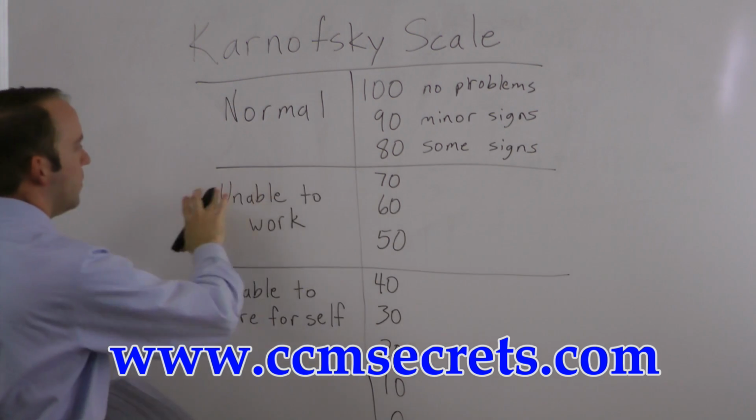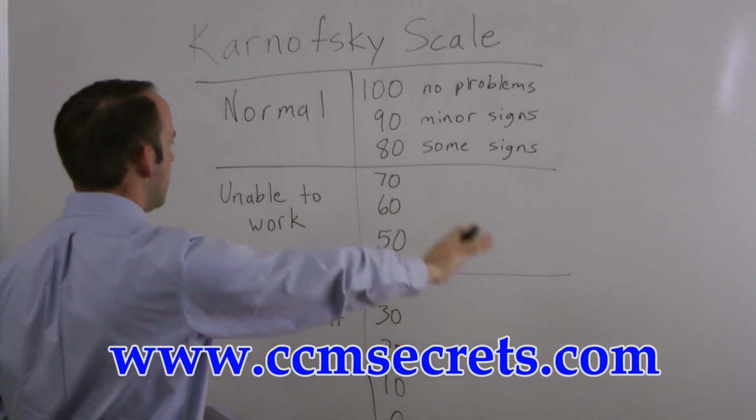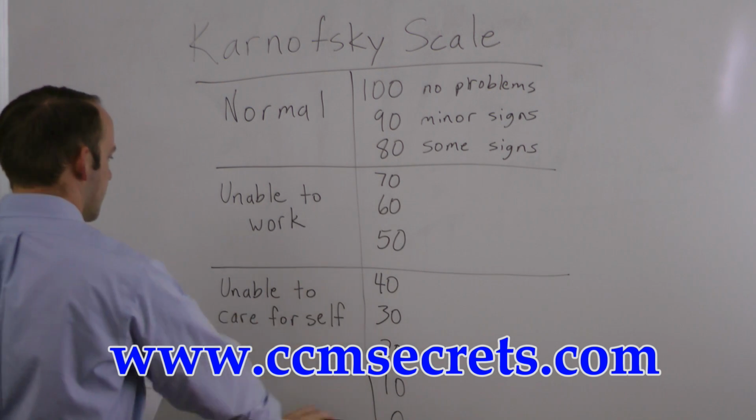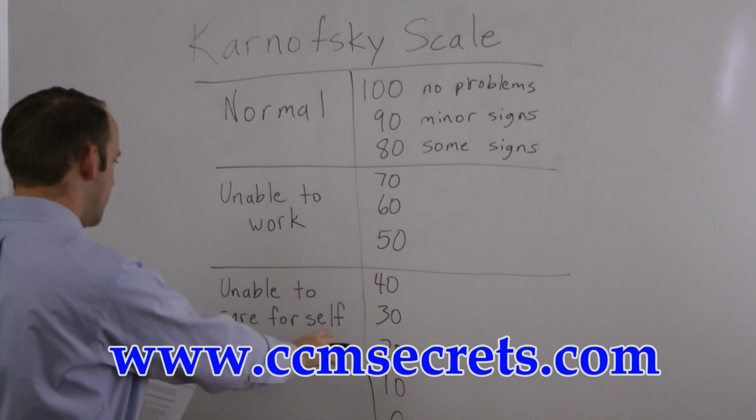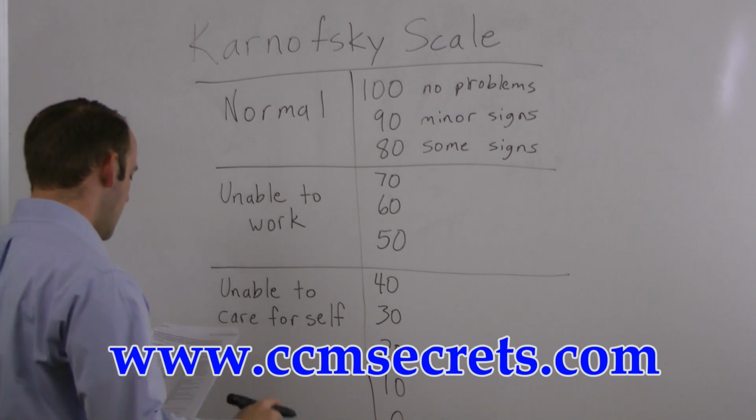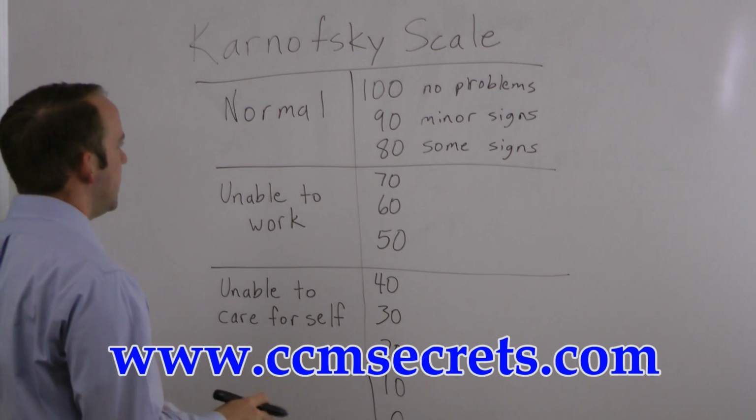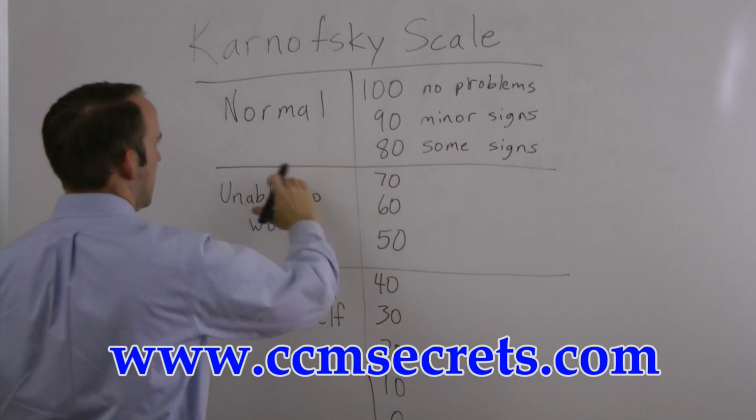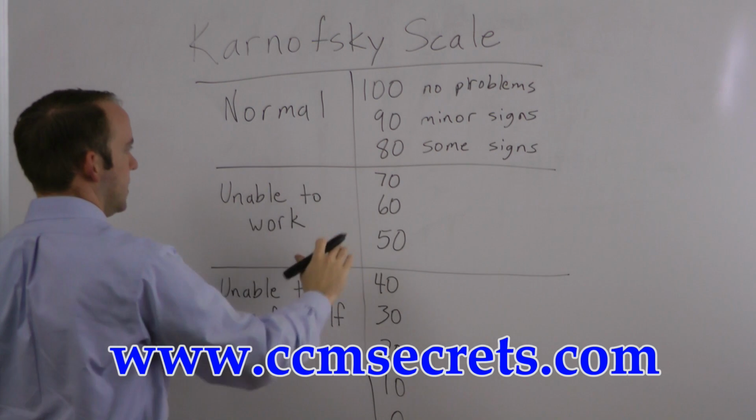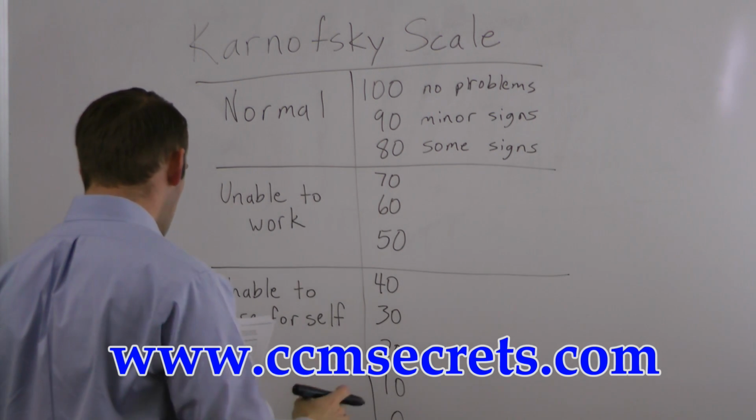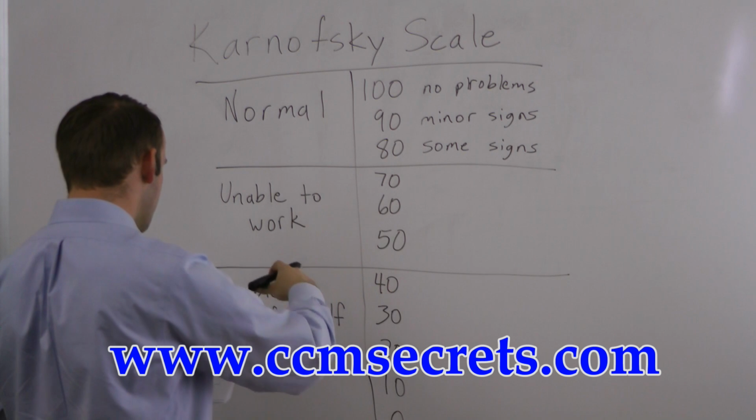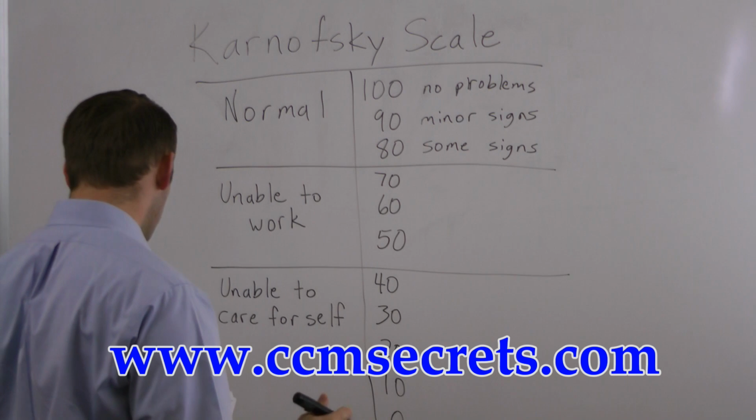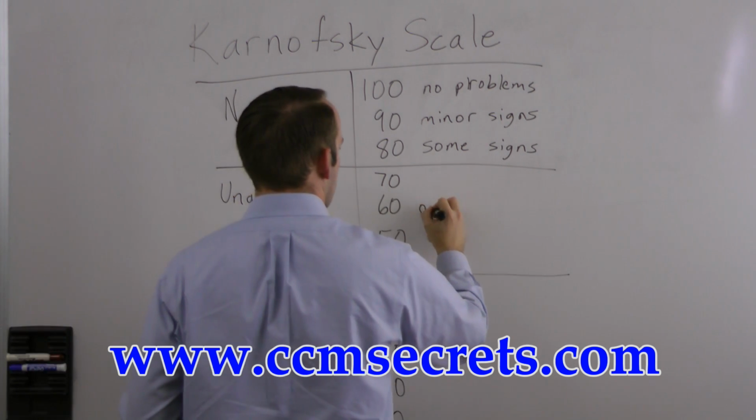A 70, now we've gone into this middle tier of the unable to work, and they can still care for themselves. Again, that's where we're going to lose it down here, is in the unable to care for self, but unable to carry on normal activity or to do active work. Again, if it's not in this tier, it's not normal. So then we have 60 would be requires occasional assistance, but able to care for most of their personal needs. So occasional assistance.